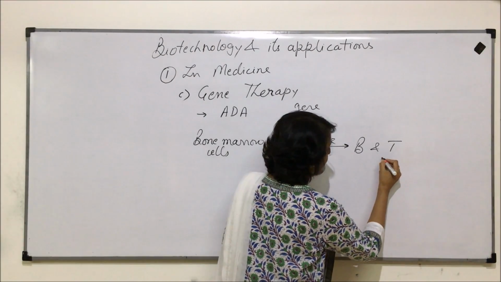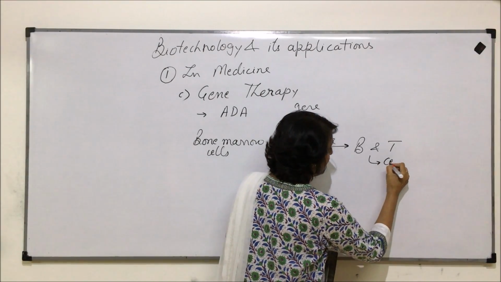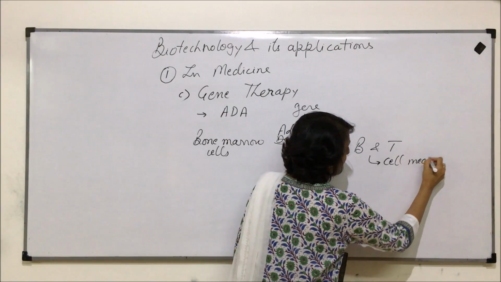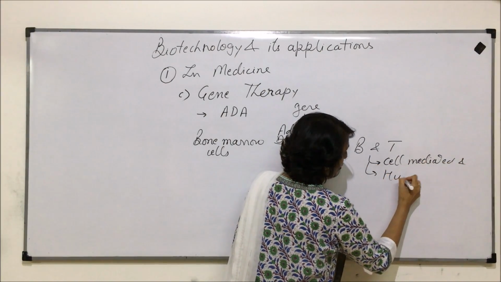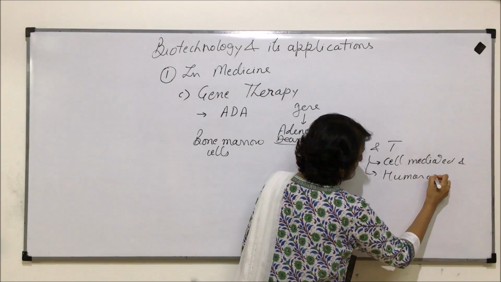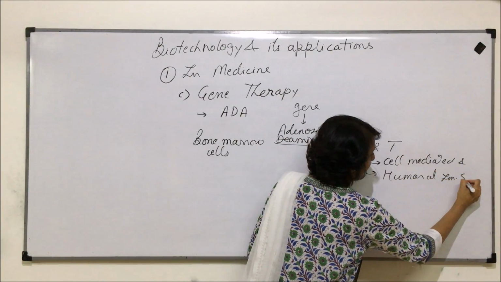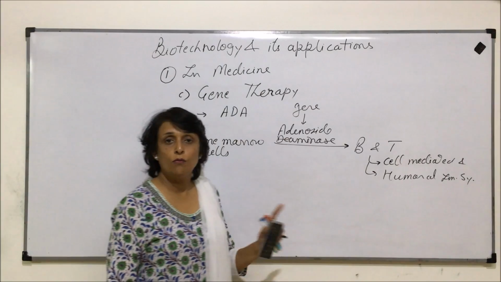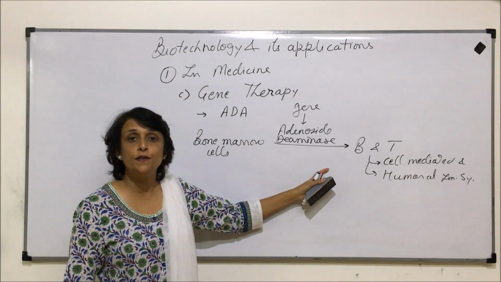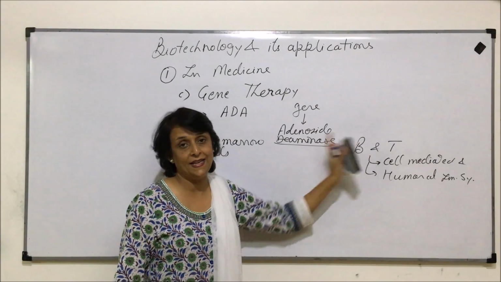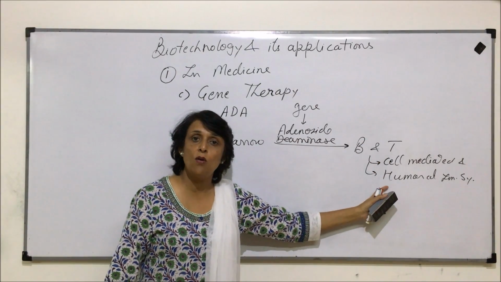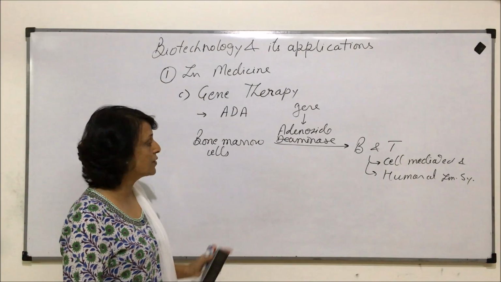B and T cells are responsible for our cell-mediated and humoral immune system. So when we talk of third line of defense, that is immunity, that is controlled by B and T cells, whether it is cell-mediated or it is humoral immune system.